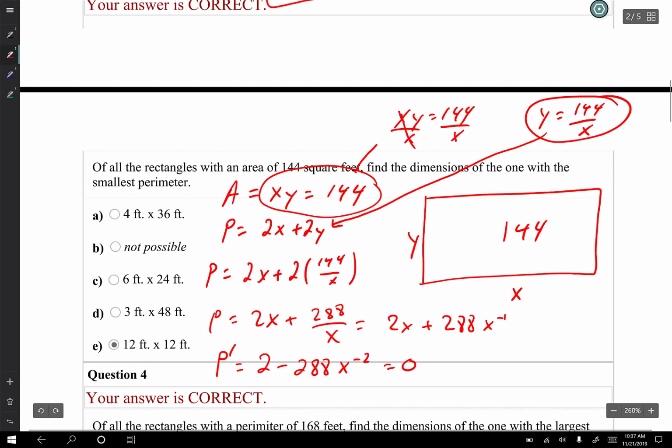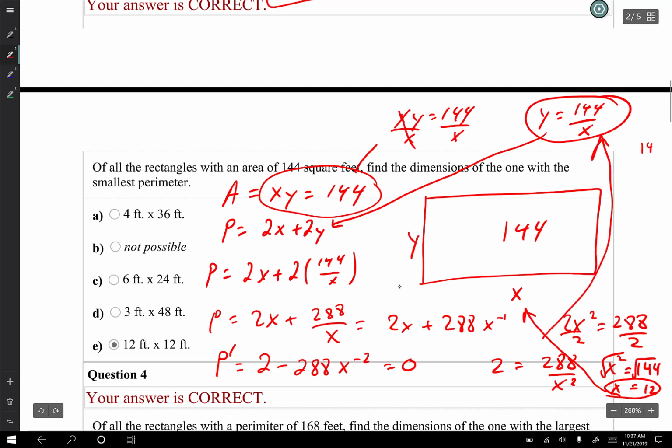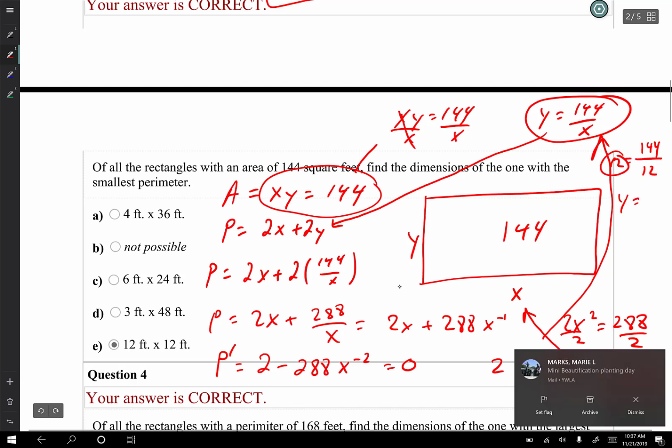I'm going to set that equal to 0. So here we go. 2 equals 288 over x squared, times x squared. 2x squared equals 288. Divide by 2, divide by 2. x squared equals 144. Then square root. And then x equals 12, because the square root of 144 is 12. So if x is 12, y has to be, well, you come back over here. 144 divided by 12 is 12 again. So there it is. So y has to be 12, guys.